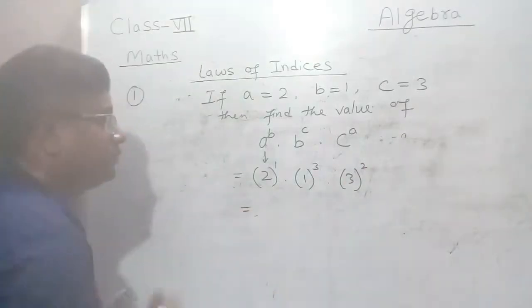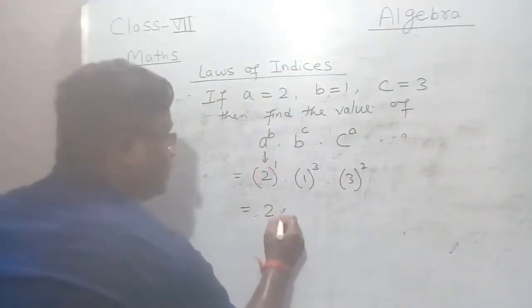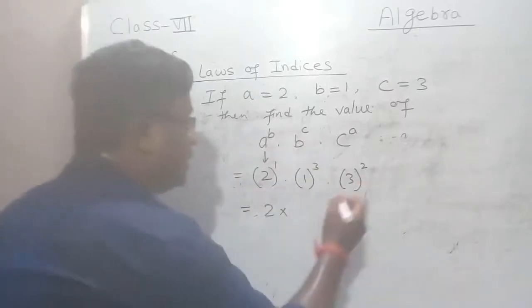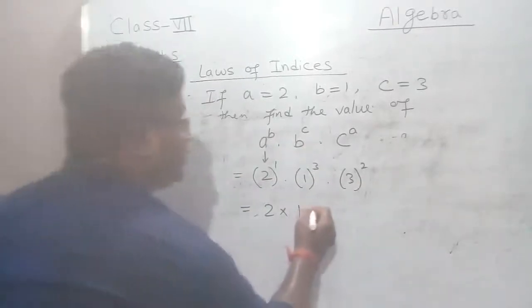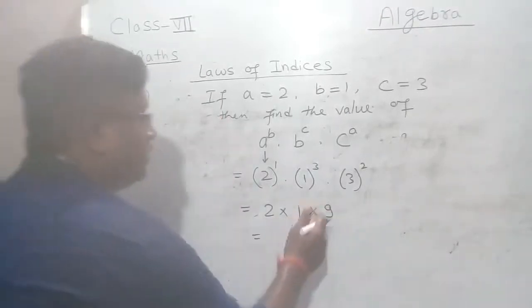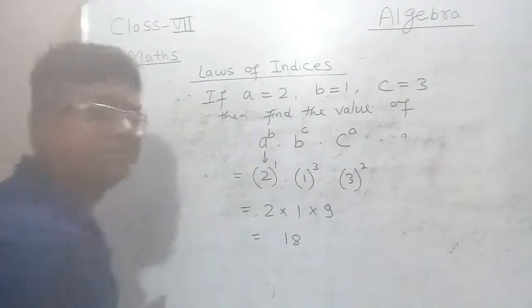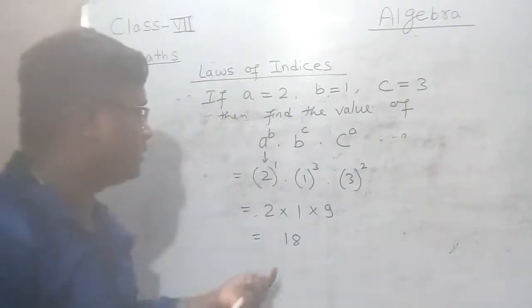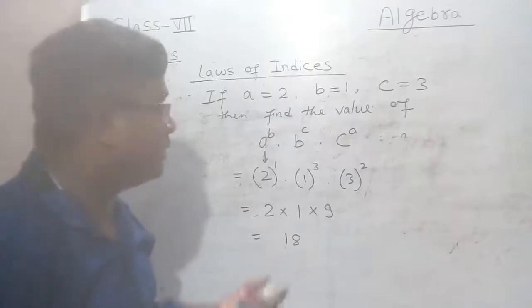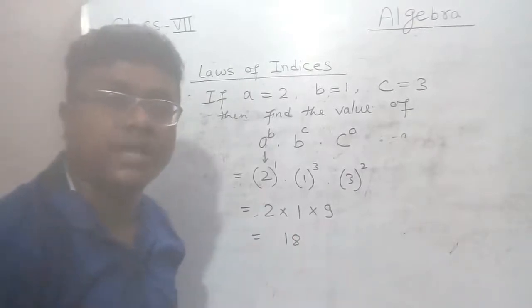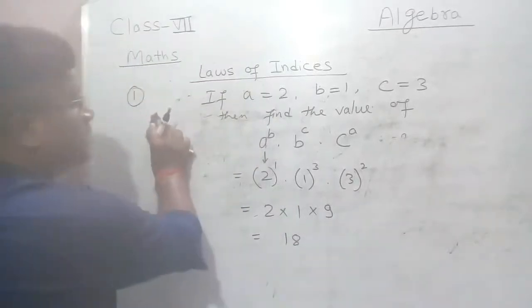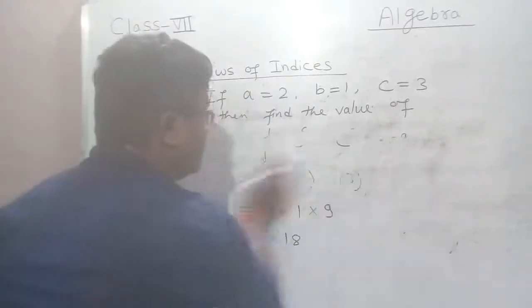Now let's solve it. 2 to the power 1 means your 2, 1 to the power 3 means 1 into 1 into 1, that is your 1, and 3 to the power 2 is your 9. So your answer is 2 into 1 into 9, that is your 18. Okay, so your answer is 18. So based on this type of question, I will give you some questions to practice. Please you all try that. Some easy questions I will give so that it will be easier for you to understand.